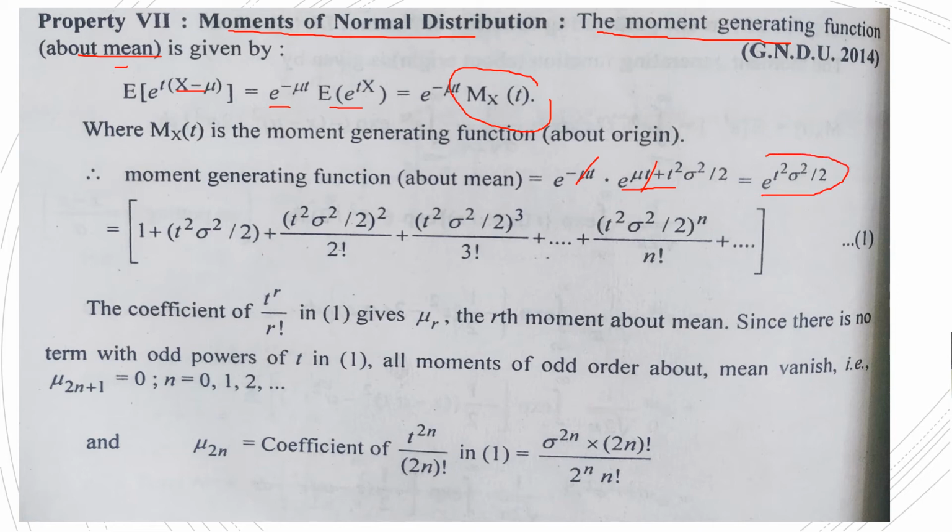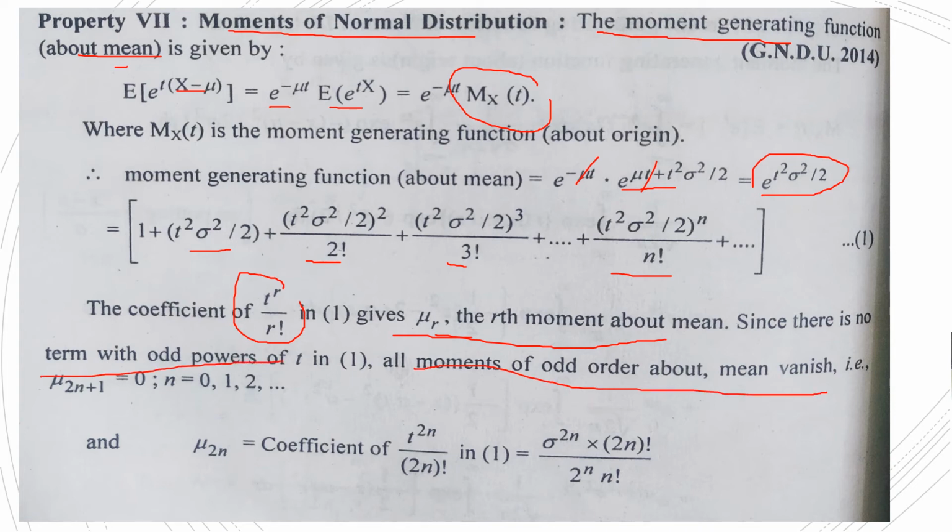So this is the exponential function, and you can expand it. e raised to the power x is 1 plus x plus x square by 2 factorial, x cube by 3 factorial, and so on. And we know that the r-th moment about the mean, mu r, can be found by taking the coefficient of t raised to r over r factorial. Since there are no odd terms, t cube, t to the 5, so all the odd moments will be 0. So all the odd moments about the mean will vanish.